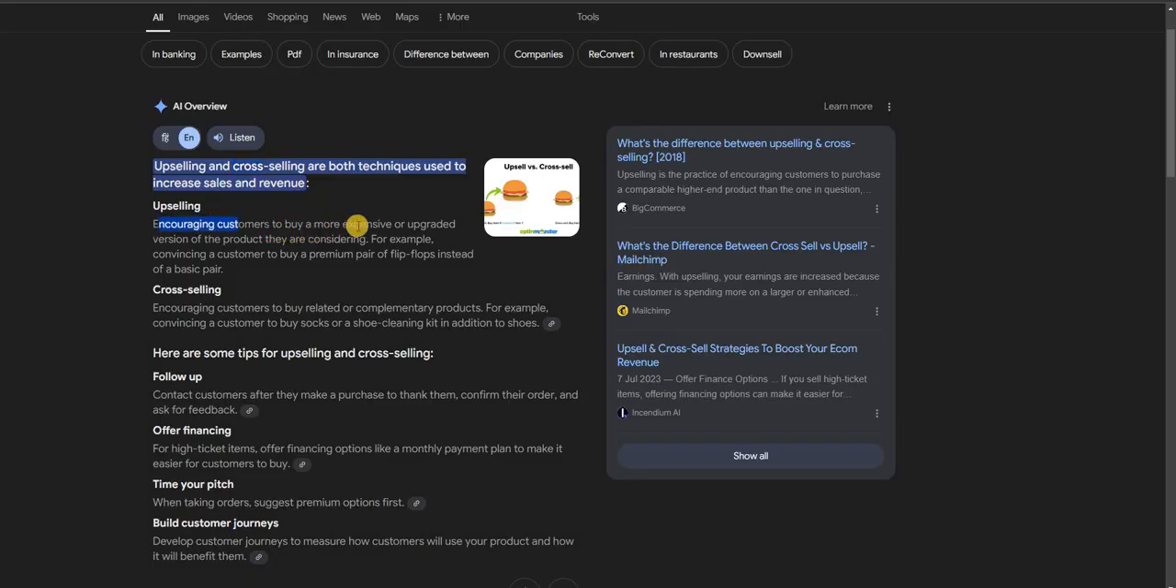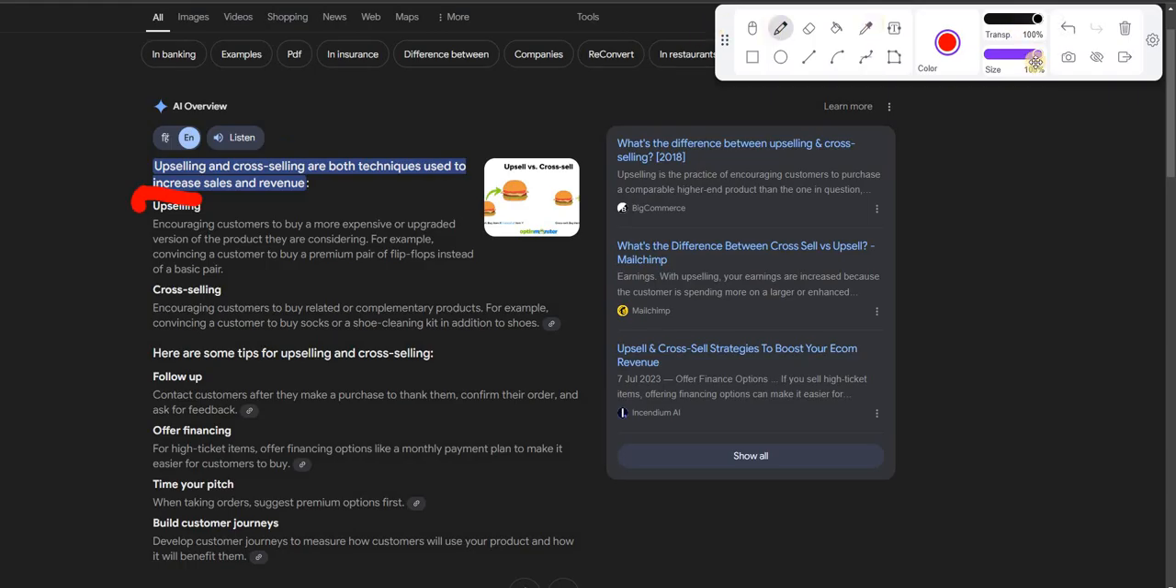Encouraging customers to buy a more expensive or upgraded version of the product they are considering. For example, convincing a customer to buy a premium pair of flip-flops instead of a basic pair. Suppose the customer wants to buy a burger. We have three versions: a small burger, a medium burger, and a large burger. We know the customer requirement, the customer wants to purchase a burger. So instead of selling the small version, we have to try to sell the medium or large.